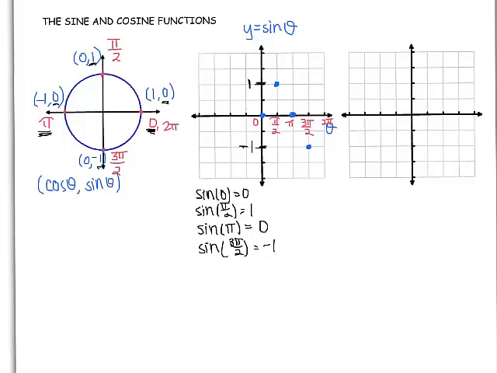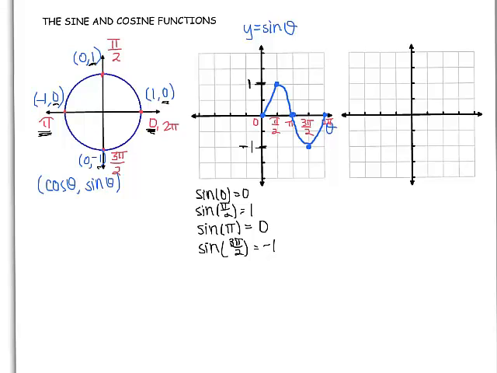And then lastly, the sine of 2 pi is going to be the same as the sine of 0, and that should make sense to you because 2 pi radians and 0 radians land at the same spot on the circle. So now I've got this pretty curve here. I'm going to draw this curve right through these points, and that looks fantastic.